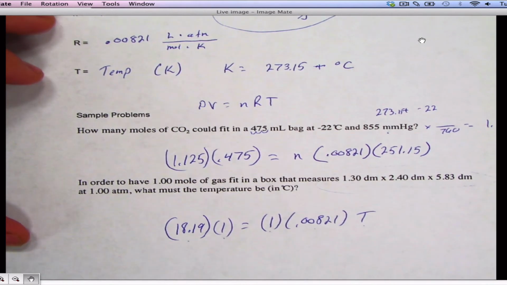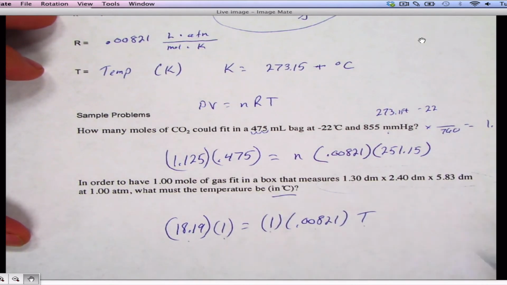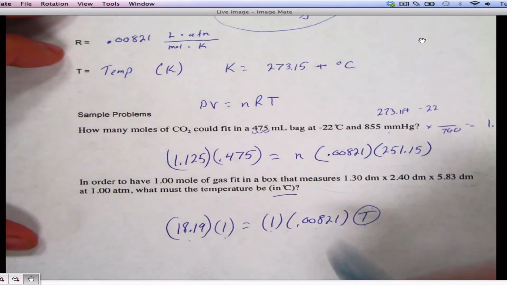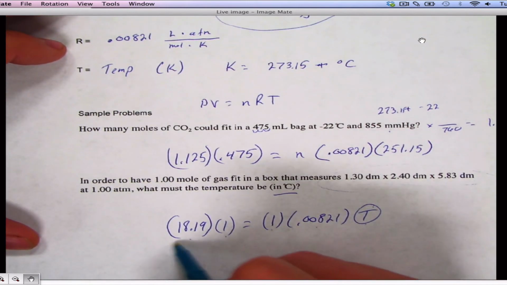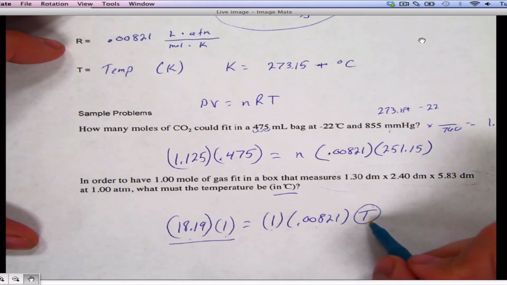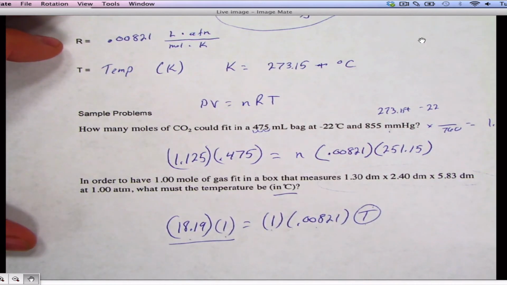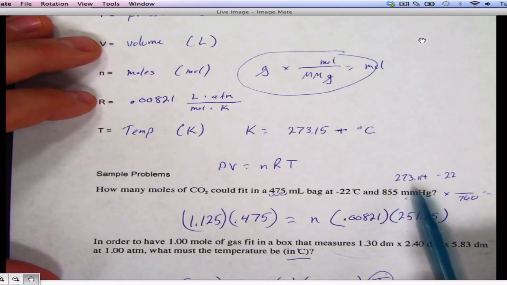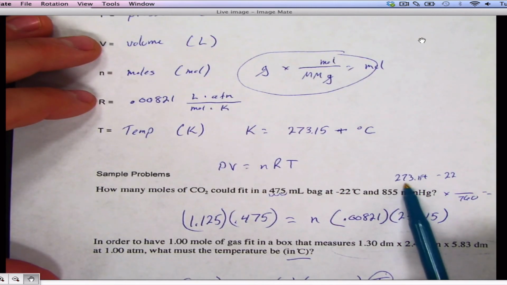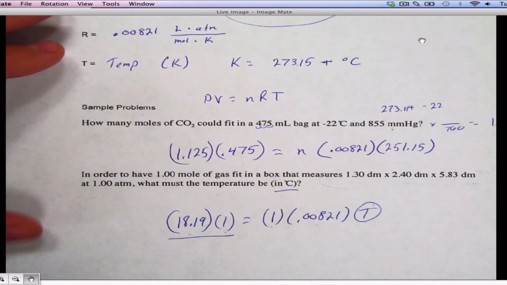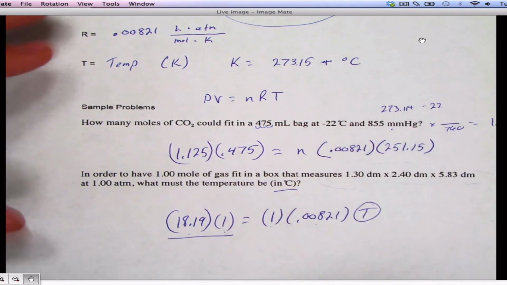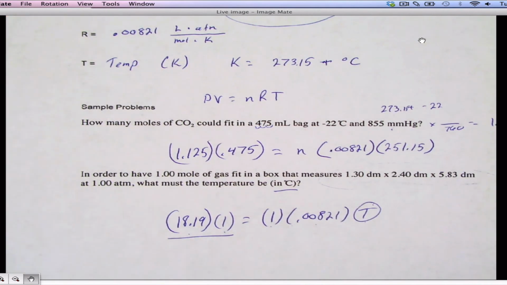I'm solving for temperature, but notice it wants to be in Celsius. This is going to be in kelvins. So when you take these numbers, divide them in here, and then change your temperature into Celsius by not adding 273, subtracting 273. Once you figure out what temperature is, you subtract 273 from it, and that'll be your degrees Celsius.